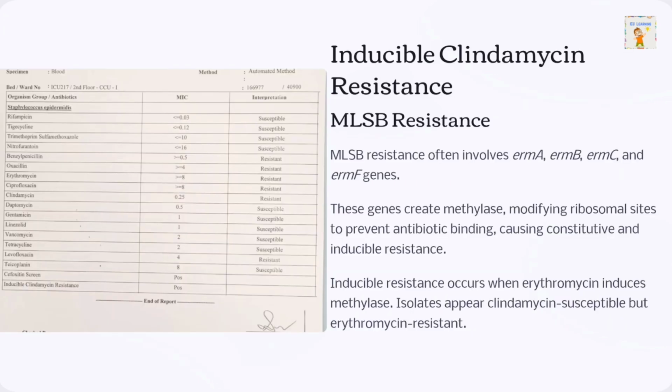Now a little bit about inducible clindamycin resistance or MLSB resistance. The full form is macrolide lincosamide streptogramin type B, MLSB. This is associated with 4 genes, and these genes produce methylase, which modifies the ribosomal target site and prevents the antibiotic binding, leading to constitutive and inducible resistance. When erythromycin, which is a strong inducer of methylase enzyme, is added, such an isolate can induce production of methylase and it can induce resistance.